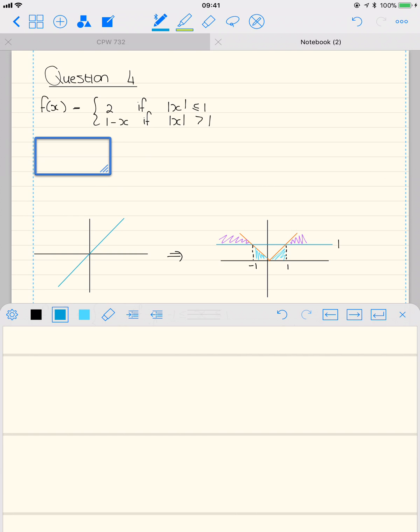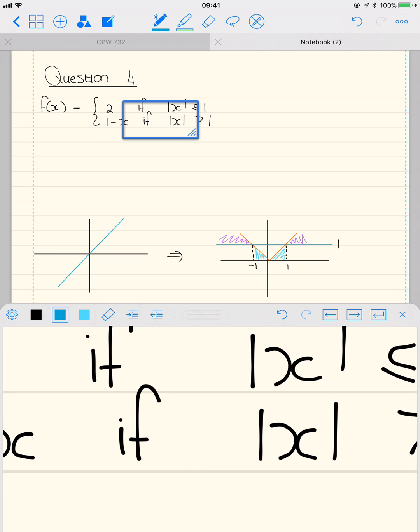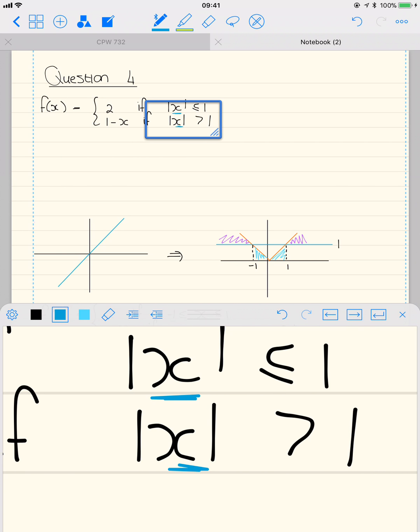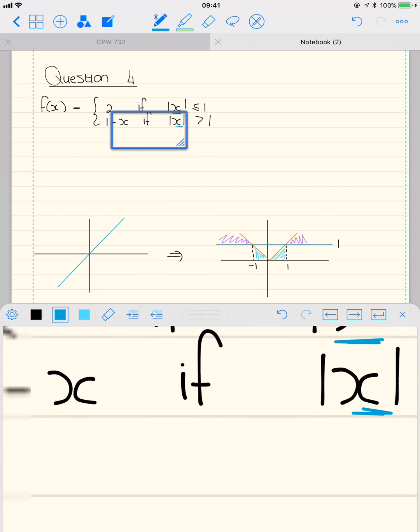For question 4, they ask you questions about the domain and the range of this piecewise function, and then you need to select the correct answer. So to look at the domain and range, you're going to have to sketch it eventually. But now, as you can see here, there are absolute value signs here. Now we want to get rid of those.